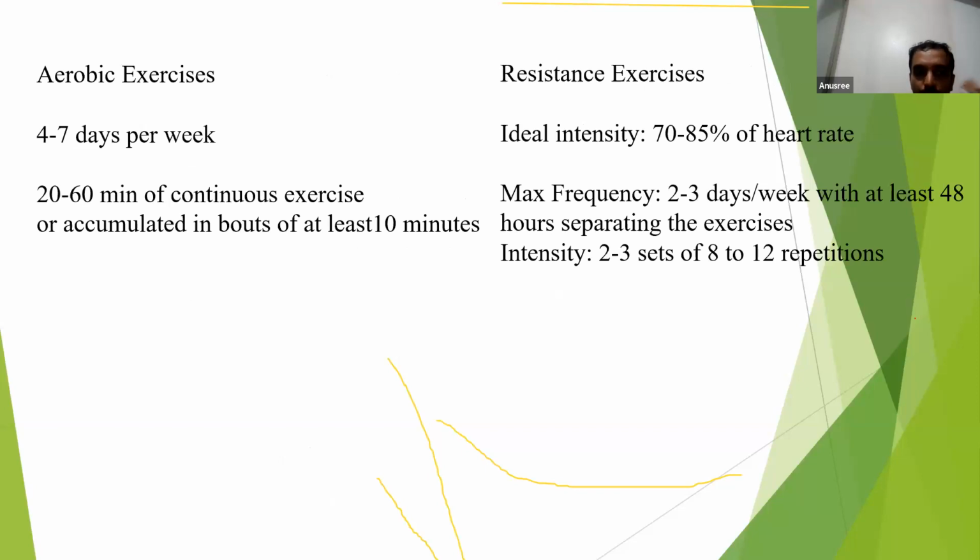Aerobic exercise should be 4 to 7 days per week, at least 5 days, and it should be 20 to 60 minutes of continuous exercise; if not possible, accumulated in bouts of at least 10 minutes. Resistance exercise should be at 70 to 80% of maximum heart rate, 2 to 3 days a week with a 24 to 48 hour gap in between, in 2 to 3 sets. Always limit the patient to their capacity, because many will have ischemic heart disease, CKD, or other complications. So their personal limitations should be taken care of, and personal opinion should be taken into account.